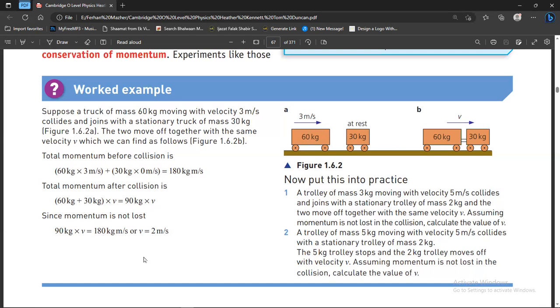I hope that you have understood this worked example. Okay, then he says, now put this into practice. And now you can practice these questions yourself.